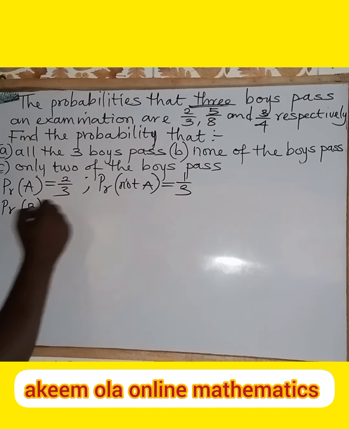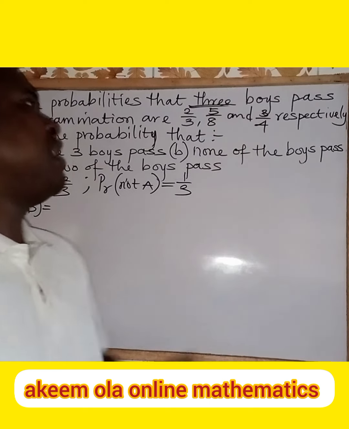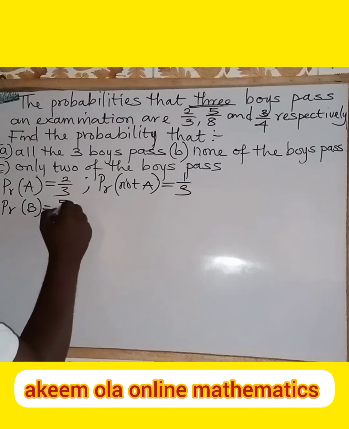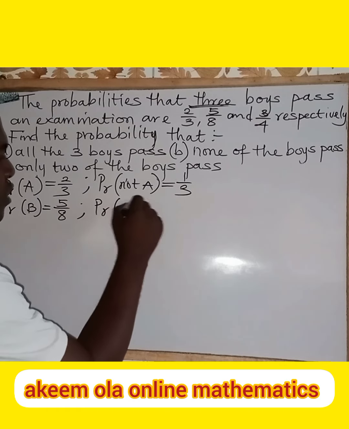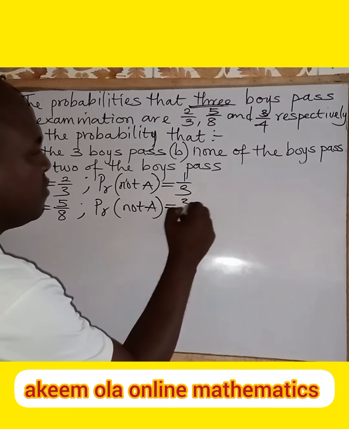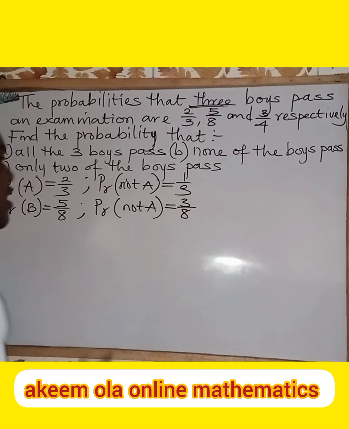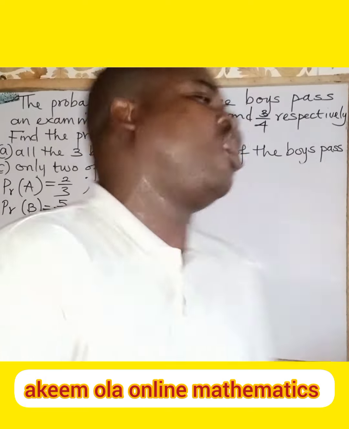P of B, the probability that the second boy, B, passes the examination, is 5 over 8. So I have 5 all over 8 here. P of not B, he failed the examination, will be equal to 3 all over 8, as in 1 minus 5 all over 8. And that will give us 3 all over 8.